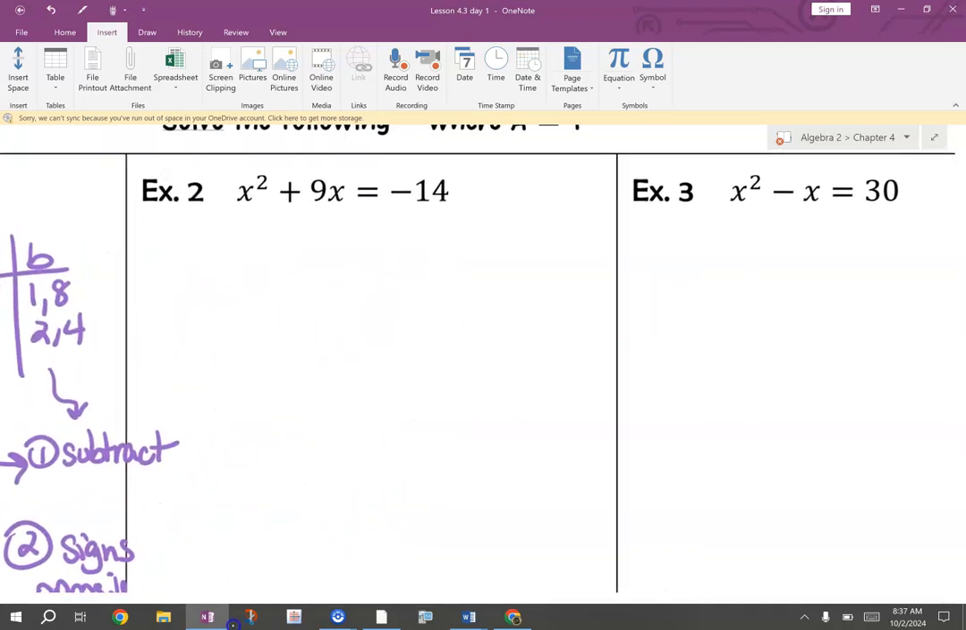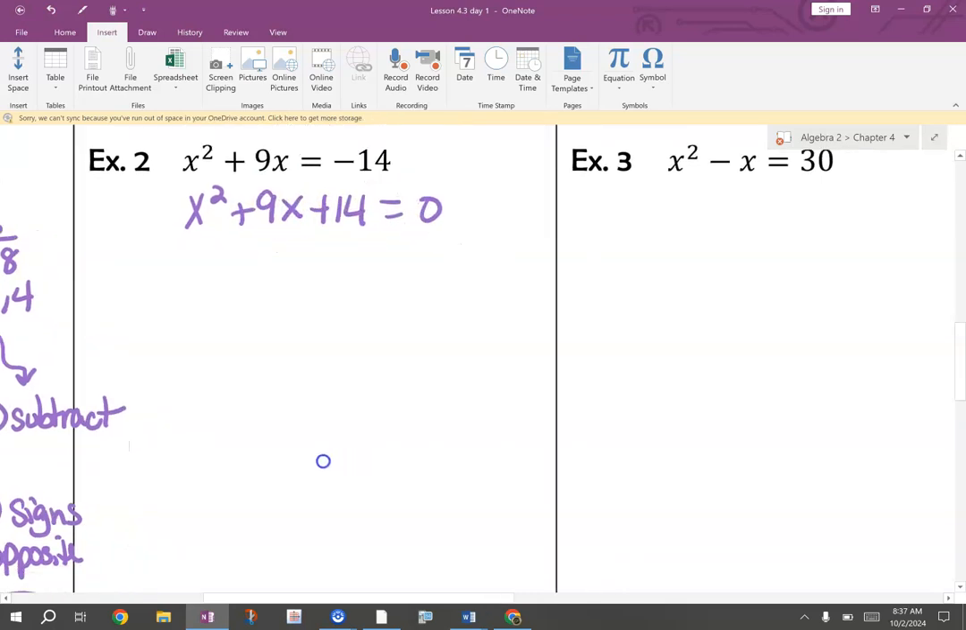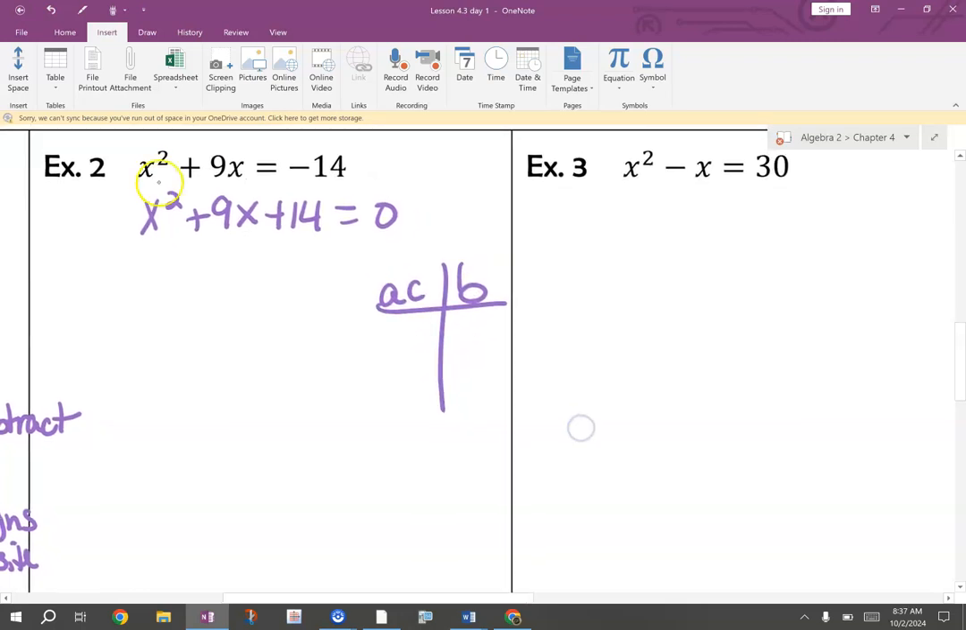All right, next one. What do you notice about this problem? What do we have to do first? Say it again. Got to make it equal to 0. Perfect. X squared plus 9x plus 14 equals 0. Next step. ACB chart. Perfect. Okay, when you go to do the rest of the problem, make sure that you are looking at that equation, the one equal to 0, not the one that was originally given to you.